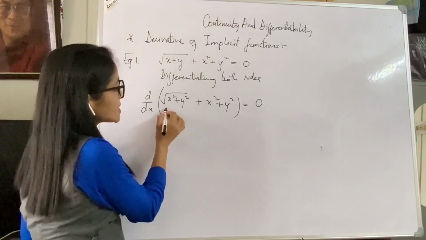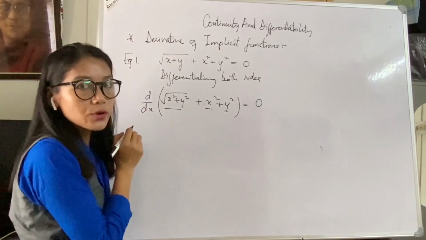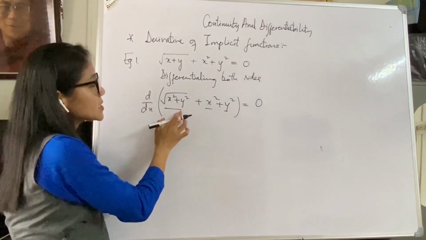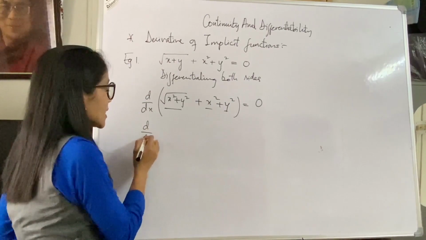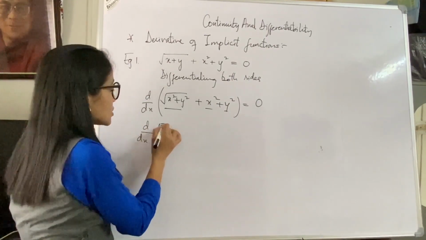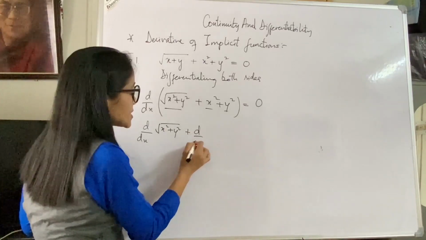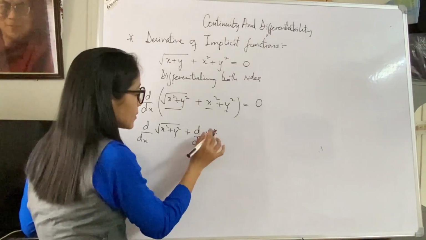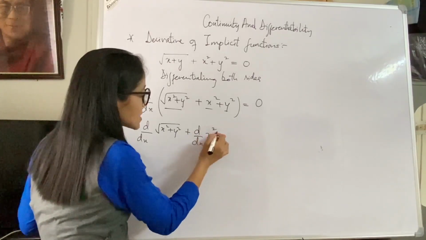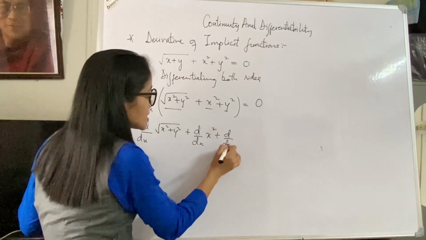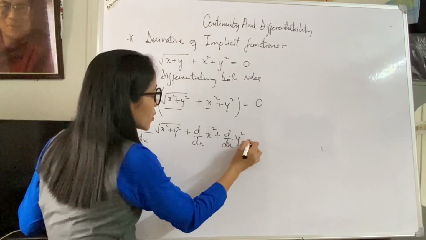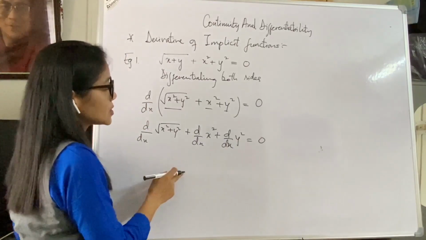Now you can see this is a sum of three functions. Okay, so you can differentiate it term by term. So now we get the derivative of square root of x square plus y square, plus the derivative of x square, plus the derivative of y square is equal to 0, right?